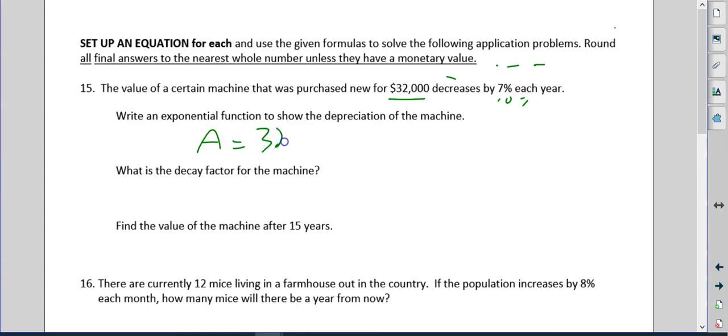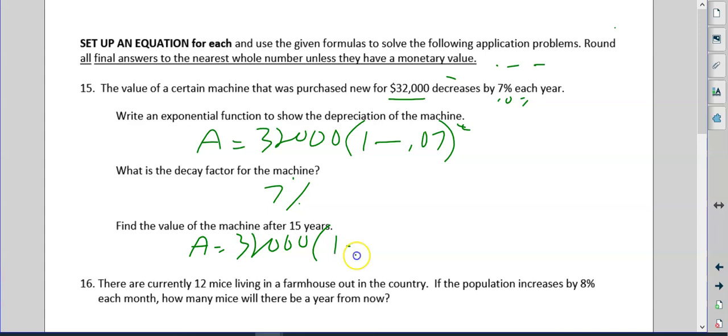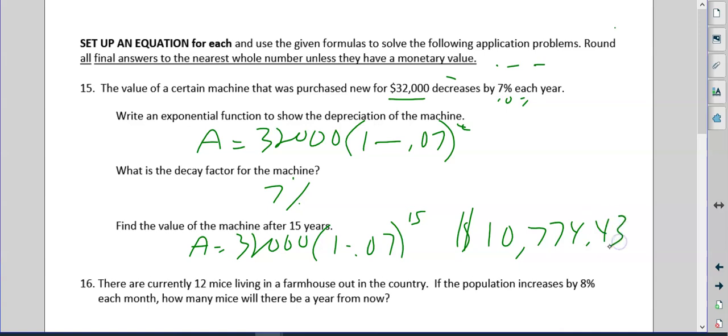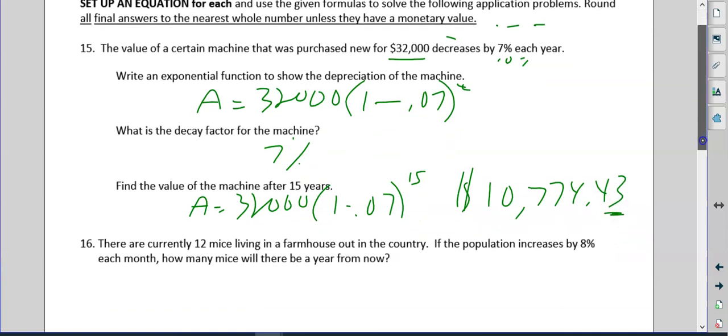Future value is 32,000 times 1 minus, for depreciation, 0.07 raised to the time of t. What's the decay factor? It is 7%, 0.07. It's what you subtract from the 1. And find it after 15 years. Well, that's easy. We just write everything again: 1 minus 0.07, and then up here we put the 15. And the answer for number 15 is $10,774.43. Check your rounding. Be careful.